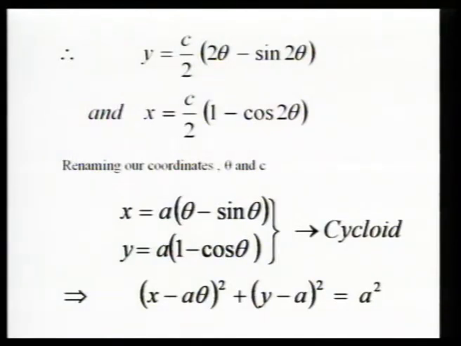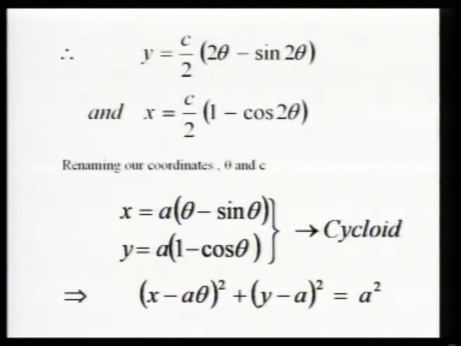We bring a theta on the left hand side. Similarly, here a on the left hand side, square and add. What do we obtain? We obtain (x minus a theta) whole square plus (y minus a) whole square would be equal to a square, because sine square theta plus cos square theta is equal to 1. And this is the familiar equation of a circle.